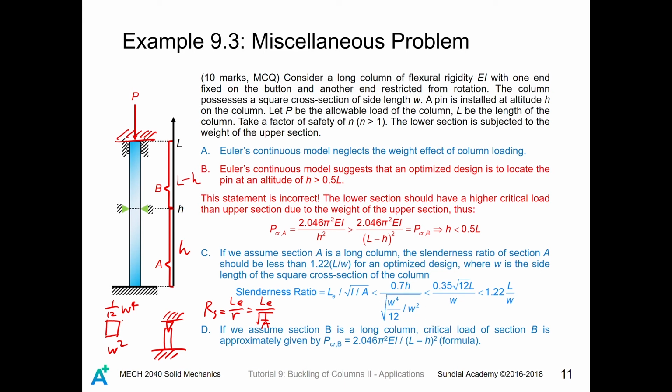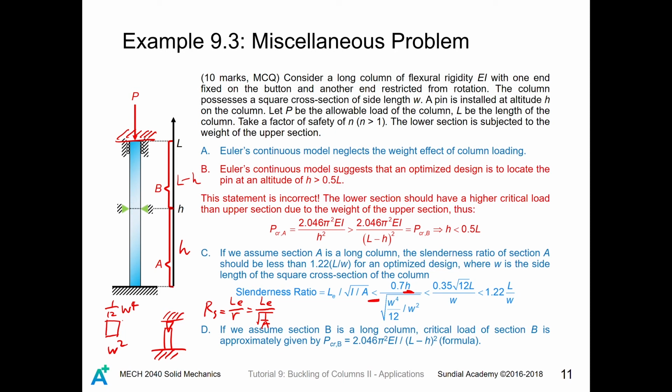Also, the length of the lower section A is given by H, but the effective length, as we have learned, is 0.699 something, right? So we just say it is less than 0.7 of its entire length, which is 0.7 H.